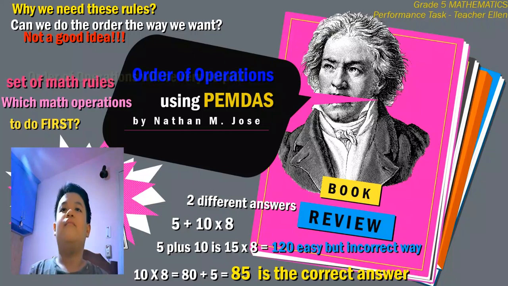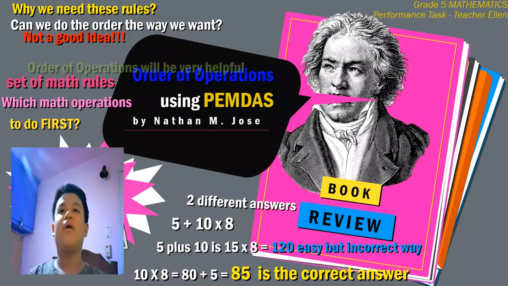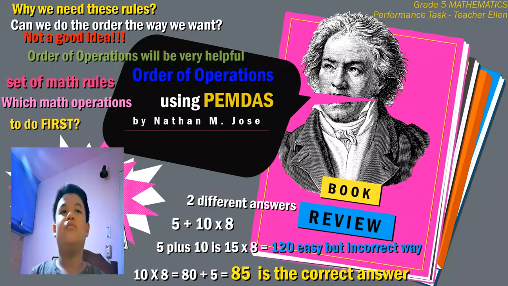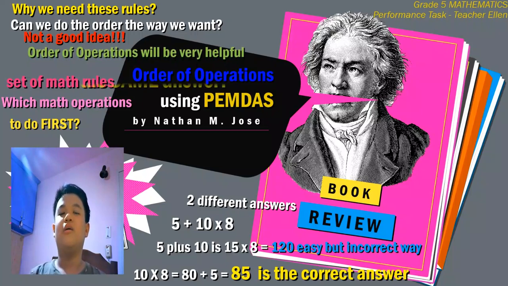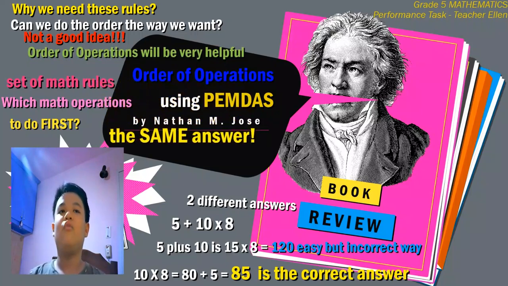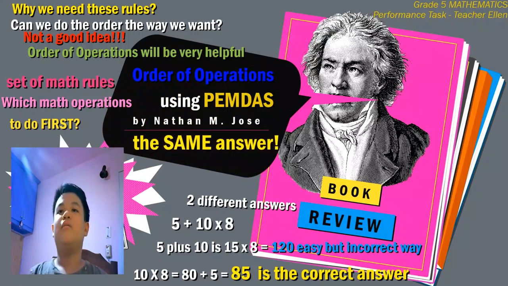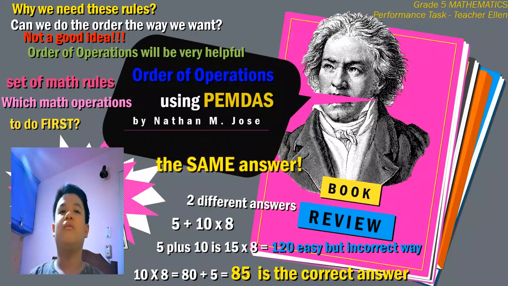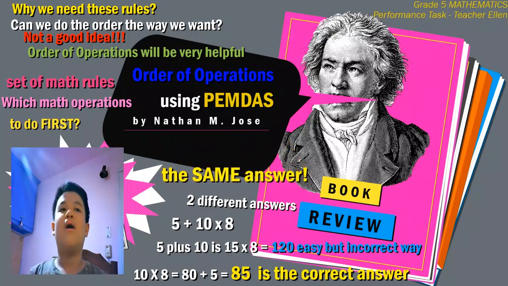Math will be a very confusing subject if there were different answers to the same problem. This is where order of operations will be very helpful. The order of operations is the way for us to agree on the order that we should do in math problems. And if we always do operations in the same order, then we will always get the same answer. So now that you know why we need order of operations rules, let's find out what those rules are.